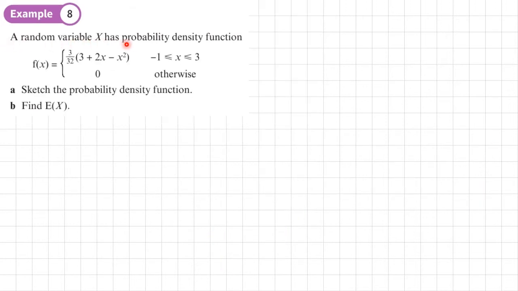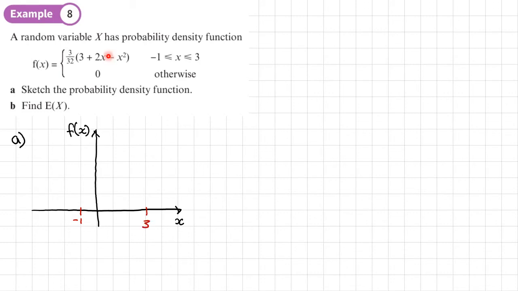Example 8. A random variable x has probability density function, this function here, between -1 and 3 and 0 for everything else. In part A, we want to sketch that probability density function. So we're going to need an x and a y axis. On our y axis, that will be f of x, and on our x-axis, you'll notice that we're going from -1 to 3. So let's maybe put -1 here and 3 here.